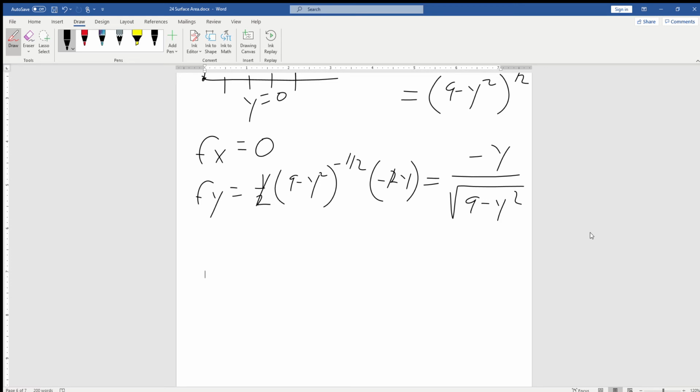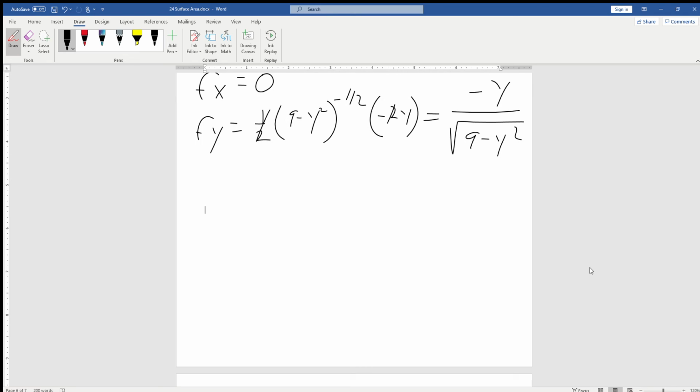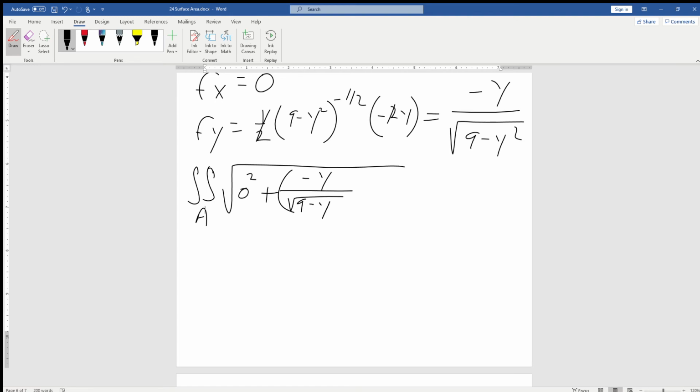So check your partials, make sure those are okay, check your setups. If we substitute back into the surface area formula, that's going to be the double integral of some area A. Each of the parallelograms is going to be the tangent vectors squared. So it's going to be the cross product squared. So the square root of 0 squared plus (negative y over root 9 minus y squared) quantity squared, plus 1 dA.